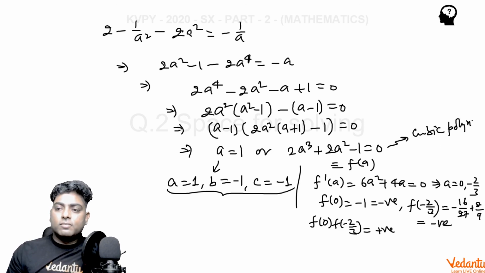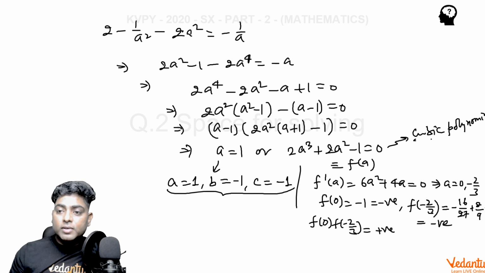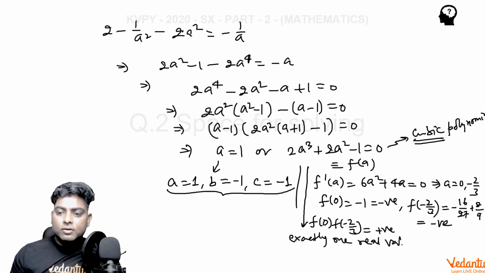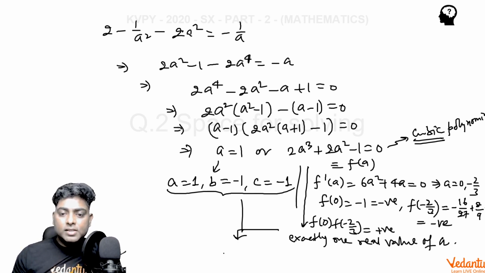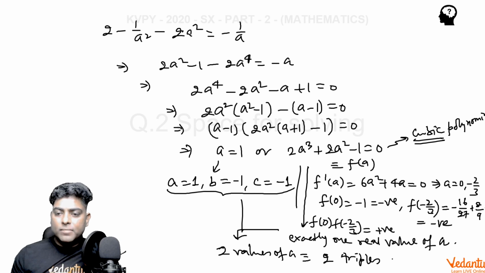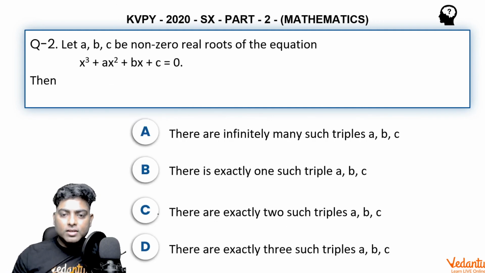So from the idea of cubic polynomials, it is very clear that as it is a cubic polynomial, there must be at least one real root. So here exactly one real value of a is possible. So the total number of values of a possible is 2 values of a, correspondingly 2 triplets. I mean two such triplets. So the final answer to this question must be exactly two such triplets. Option C, you can see.